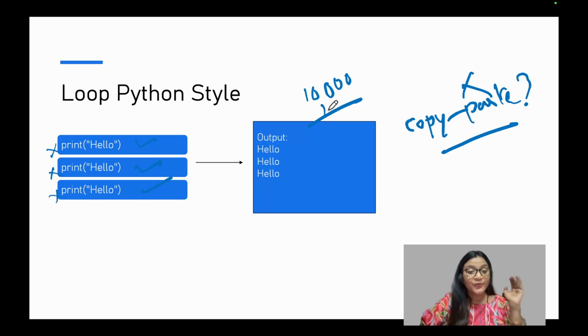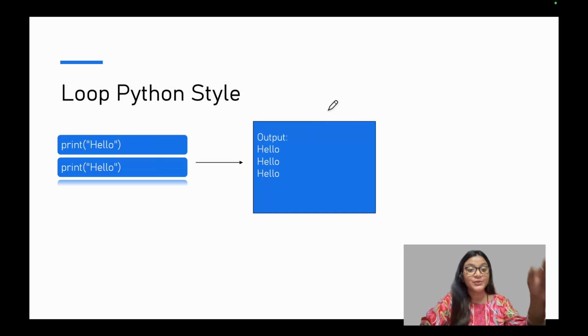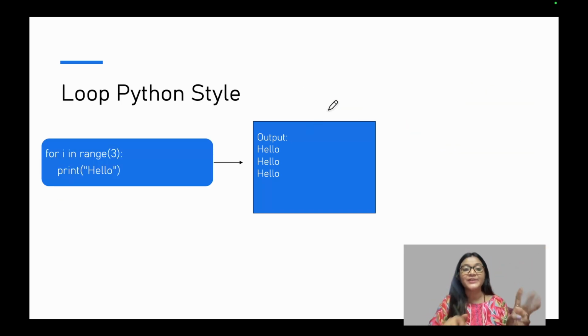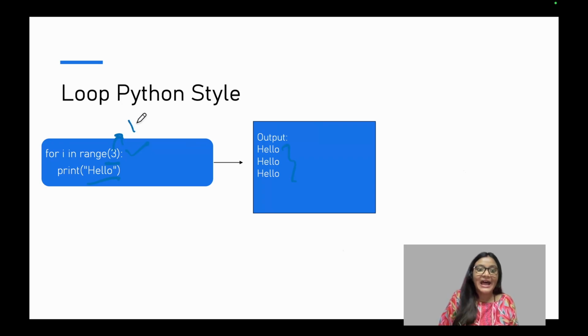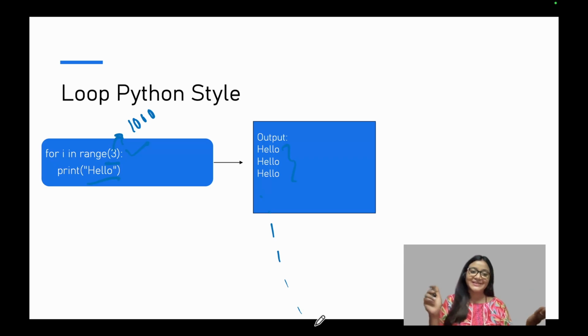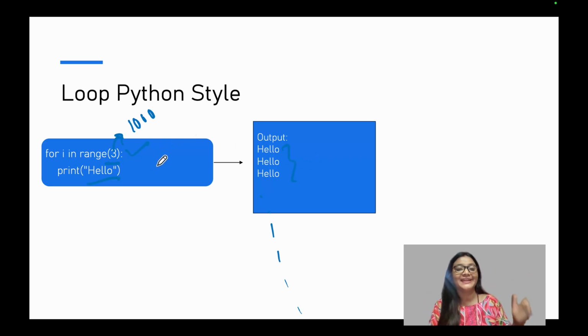No, right? For that we have a very simple solution: instead of using the print statement thrice, we would simply use the for loop and put the range over here, and then print whatever we have to print inside it. Because 3 is written here, it would print 3 times. If you had to print it 1000 times, you could write 1000 over here and it would print hello 1000 times. Pretty simple, right? That's how looping works in Python.